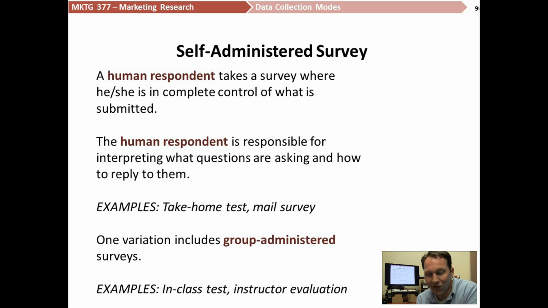And of course, take-home tests and mail surveys are two examples of self-administered surveys because there's nobody there telling you what to do. You just have complete power to do it on your own. Now, one variation of the self-administered survey is what's called a group-administered survey, and that's more like taking a test in a class or doing your instructor evaluations that you'll be doing later this semester, where you have a group of people that are together and they're all given a self-administered survey, and there's usually somebody in the room to proctor, to make sure that if you have questions they can be answered, but you're still taking the survey yourself, and there's nobody there guiding you through the process unless you have a specific question, and then you turn it in when you're done and you leave or move on with your day.